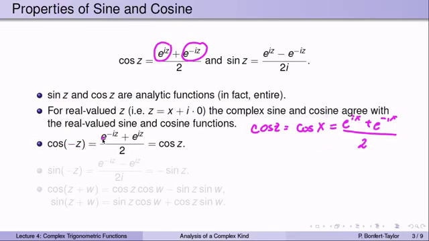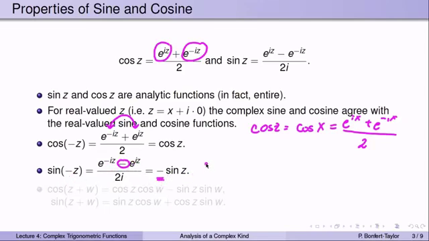Well, cosine of minus z is e to the minus iz plus e to the iz over 2, and I can just interchange these two terms on top here, because addition is commutative, and I see that this is equal to the cosine of z. Sine of minus z is, I'm just plugging in a minus z for z up here, so e to the minus iz minus e to the iz over 2i. I can't just interchange these two terms because of this negative sign. So if I do interchange these two terms, I get an additional negative sign. So sine of minus z is minus sine of z.